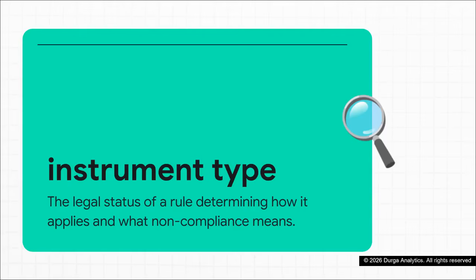Now here is the real kicker. You've got to distinguish their instrument type. You literally cannot treat a binding law like GDPR or DORA the same way you treat a principles framework like BCBS 239 or non-binding supervisory guidance. Why? Well, a binding law means a breach results in a direct legal penalty. Bam, you're hit.